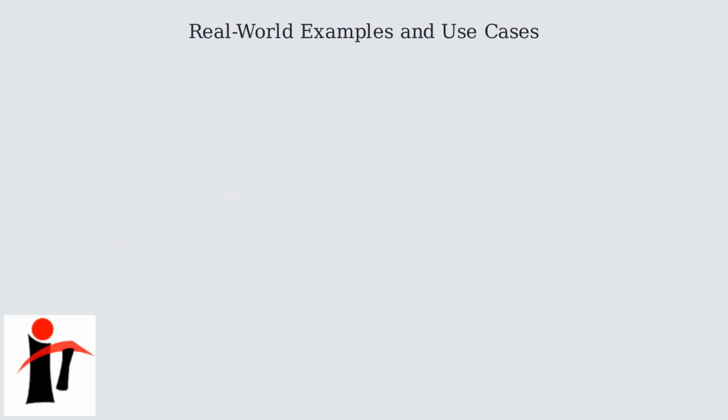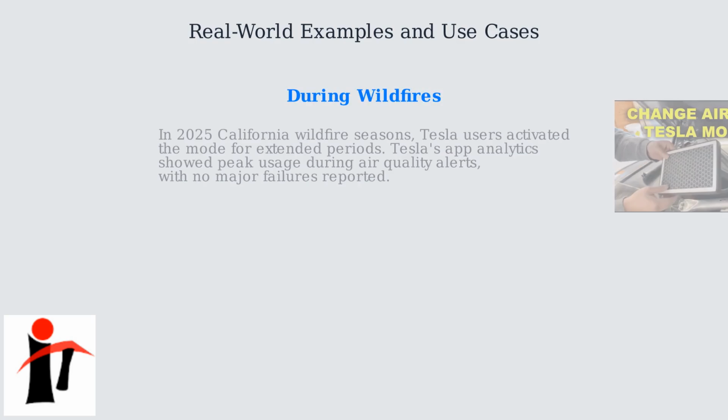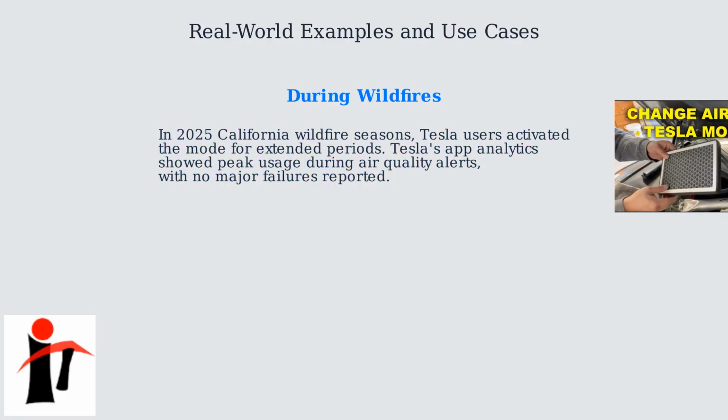Tesla owners have successfully utilized Bioweapon Defense Mode in various real-world scenarios to protect against airborne threats. During the 2025 California wildfire seasons, Tesla users activated the mode for hours at a time. Tesla's app analytics correlated peak usage with air quality alerts, highlighting its reliability in emergency situations.